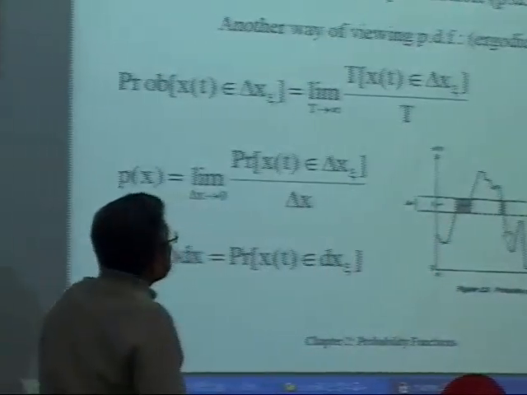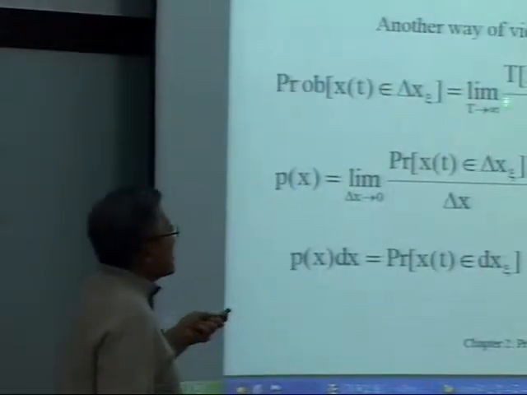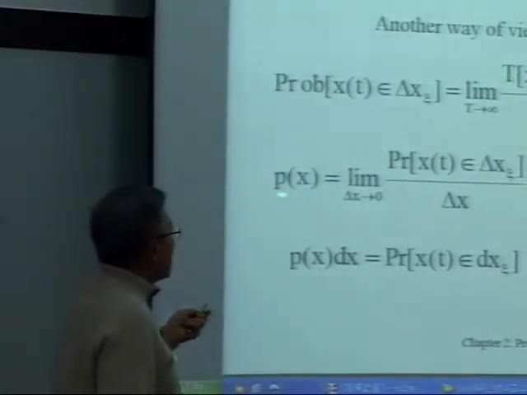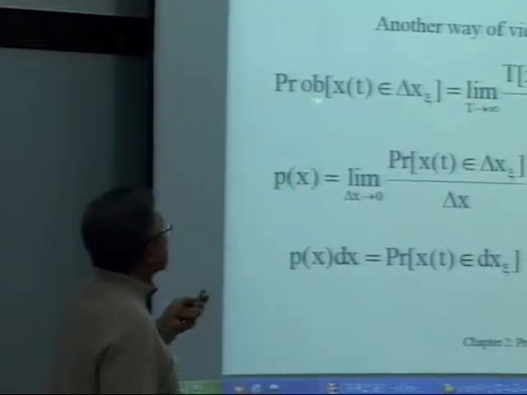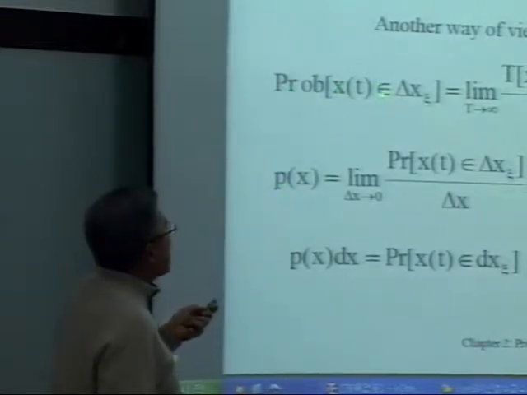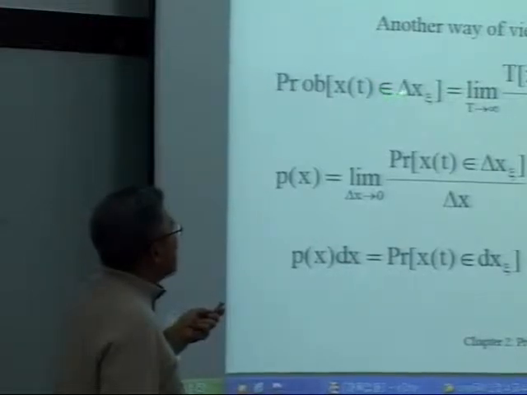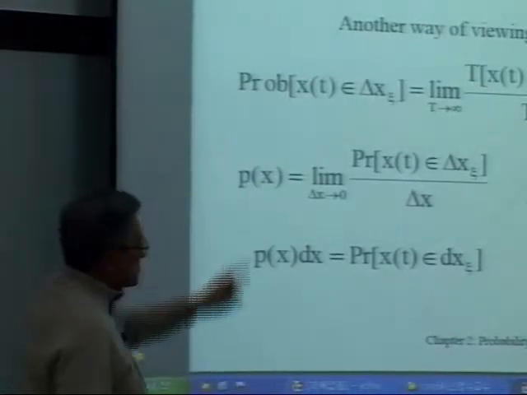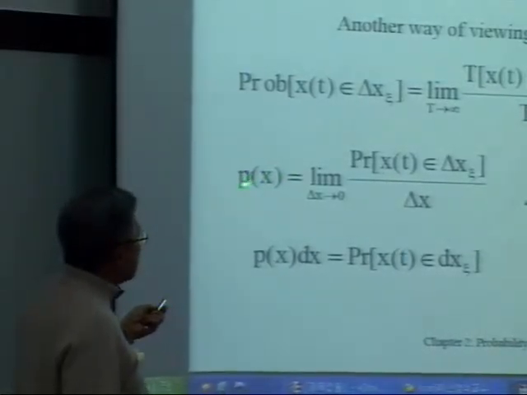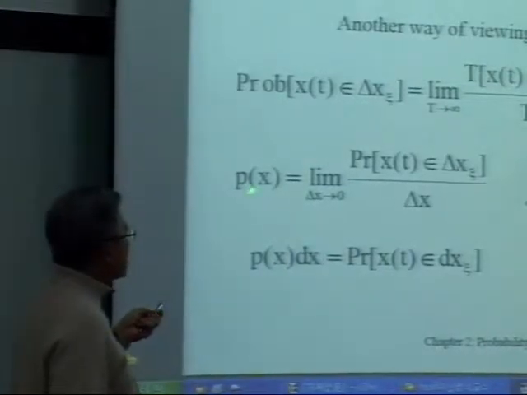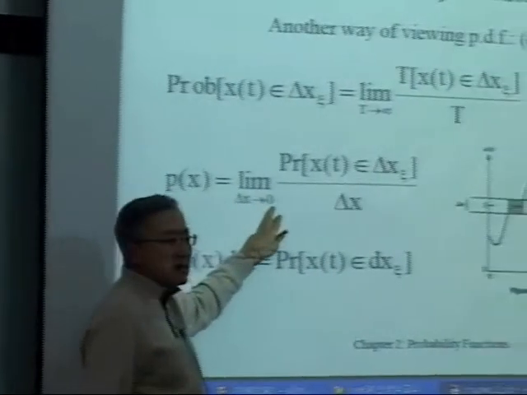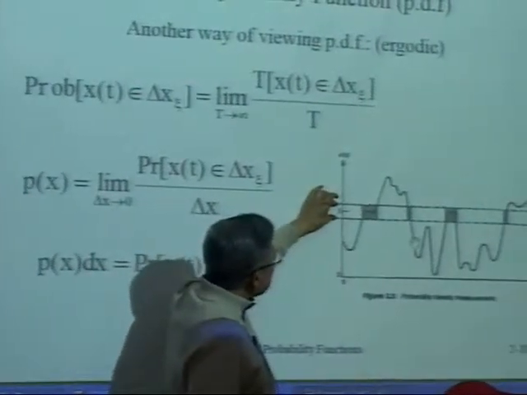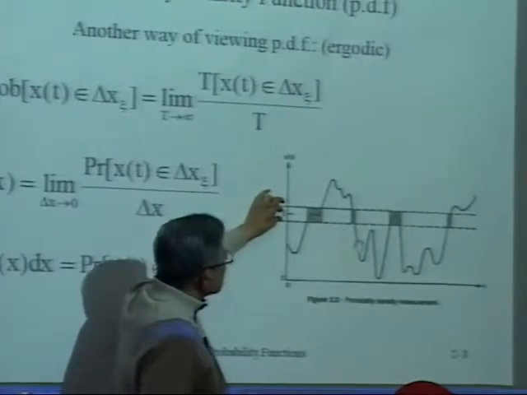And here, this is using the duration or time, or this is a probability that x belongs to or is within delta x chi. And another expression using the amplitude, the probability density function, I can say delta x approaches zero. In other words, delta x chi here approaches zero.